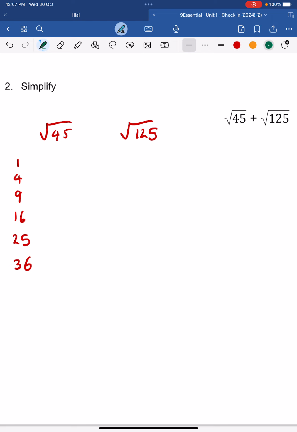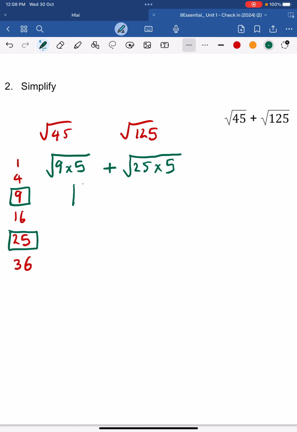So 45, I think that's 9 times 5, right? So if I do 9 times 5 instead of root 45, then over here, instead of 125, you guessed it, 25 times 5. Now the reason why we've done that is because we have that nice rule that applies here. We can distribute the square root operator. We can distribute this root operator over the multiplication.